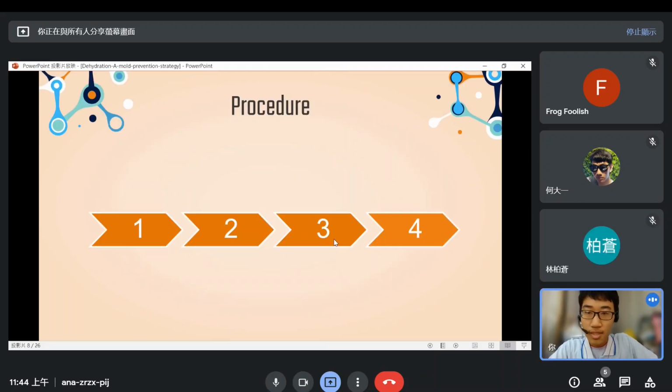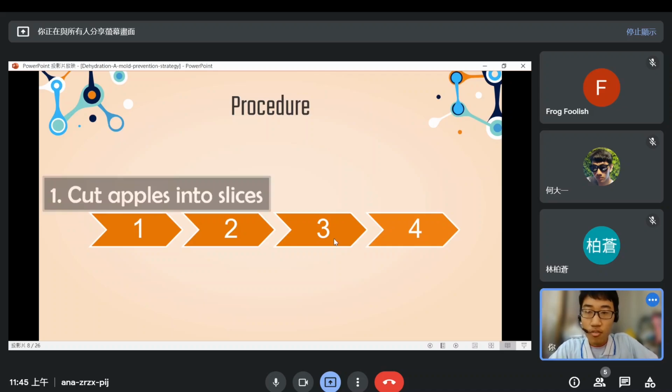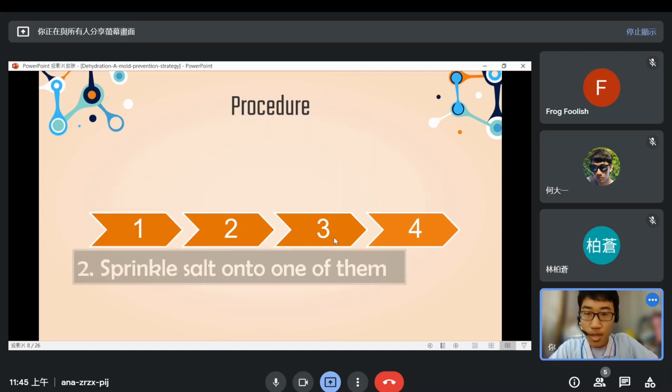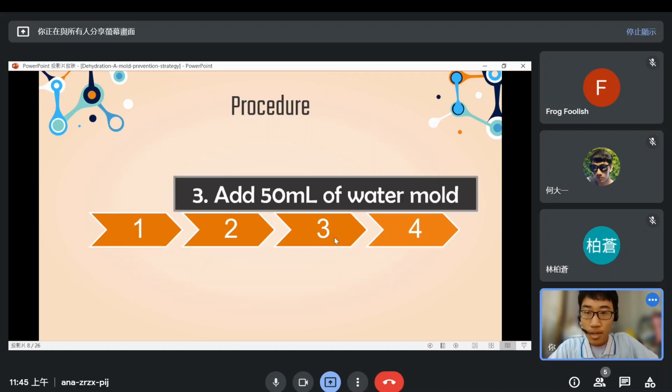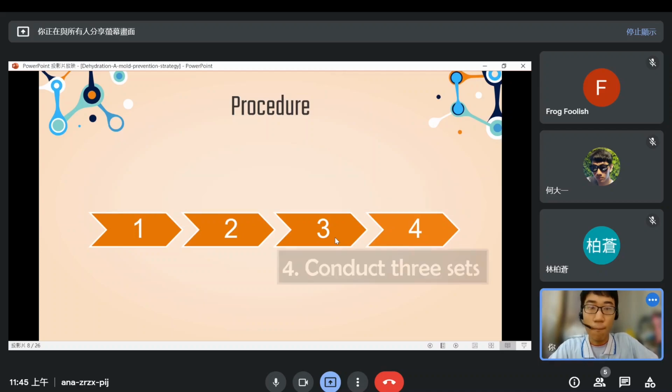Okay, let's talk about the procedures of the experiment. First, we cut one apple into slices, and all of them are in the same volume. Second, we sprinkle 5 grains of salt onto some slices, while the others don't. And then we place them into paper bowls and add 50 milliliters of water mold. Finally, we conduct 3 sets of the experiment.